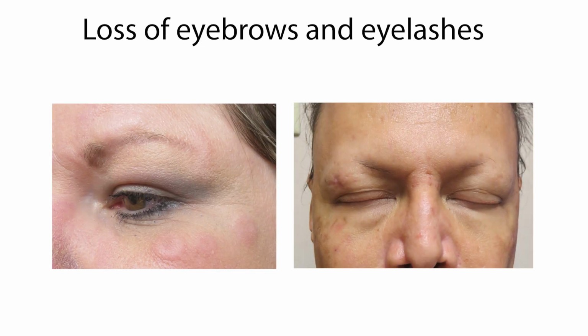Loss of eyebrows and eyelashes, known as madarosis, is a characteristic feature of advanced leprosy. Loss of eyebrows and lashes is often the result of chronic inflammation and damage to hair follicles.